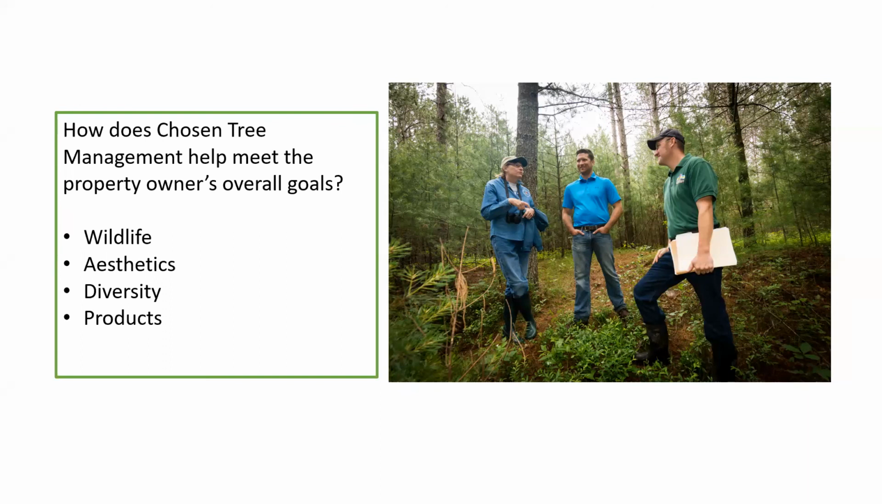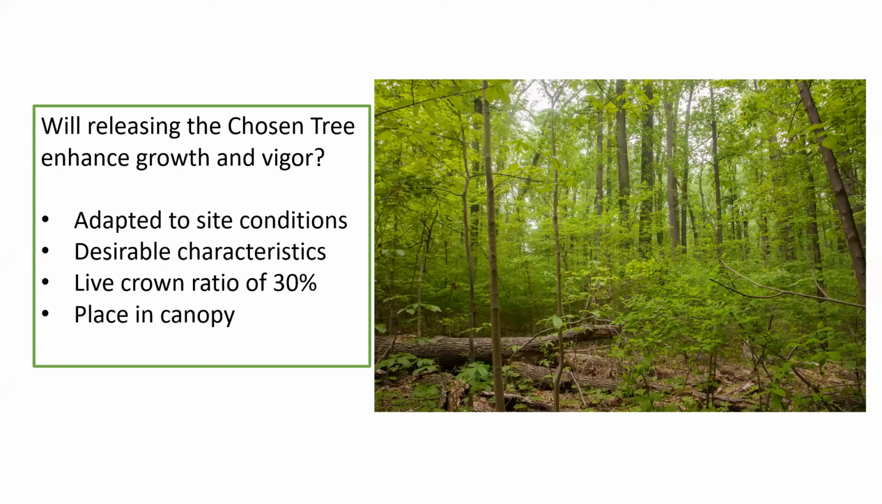And so once you have the goal, or have worked with the landowner on what their goals are, it helps you locate what tree you want to favor or choose. The next thing to do is to figure out if releasing that tree, or releasing the competition around it, is going to be beneficial for that tree. So one thing you need to realize is whether the tree that you've chosen is adapted to the site that you're on.